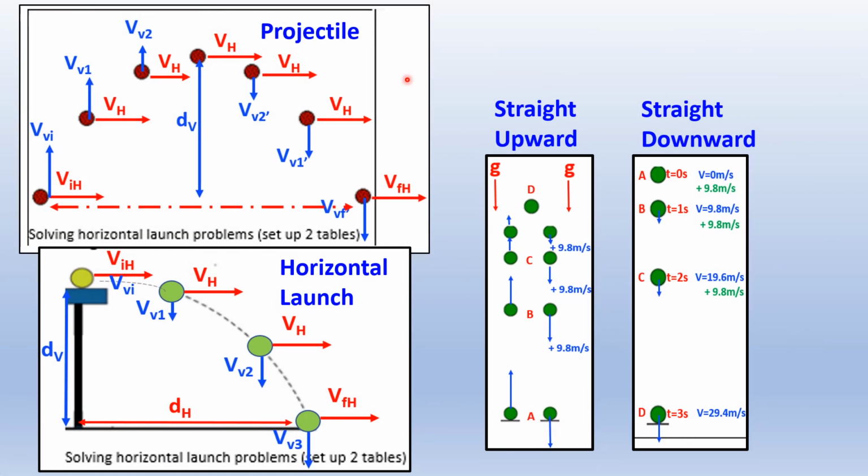I have explained a detailed analysis for each type of motion separately: straight downward, straight upward, horizontal launch, and projectile motion. Please watch this video again. Draw all diagrams and take notes of the main features of each type of motion.